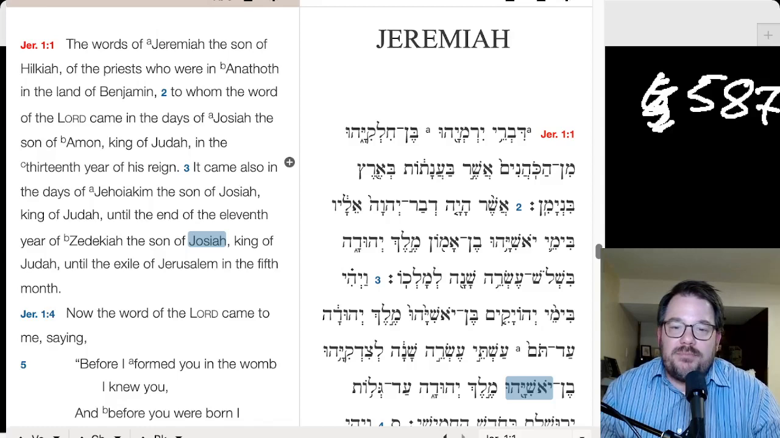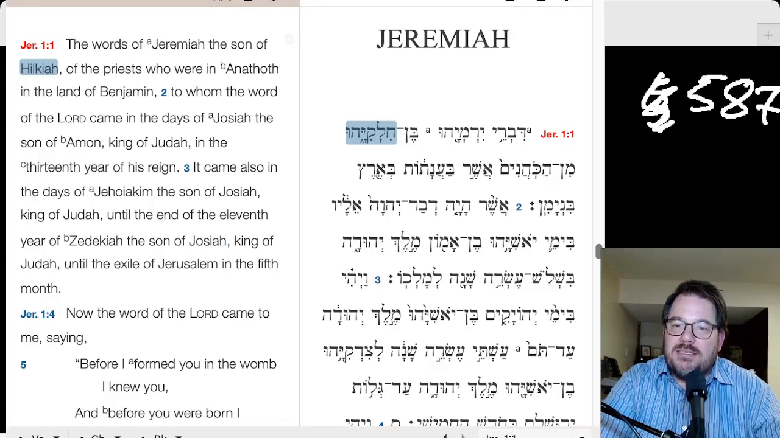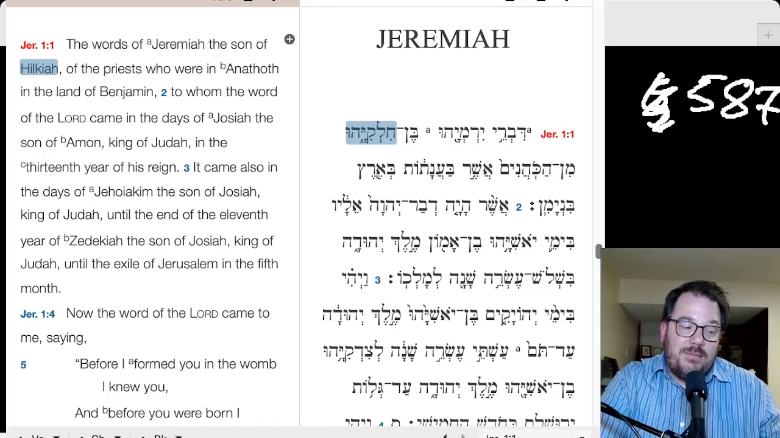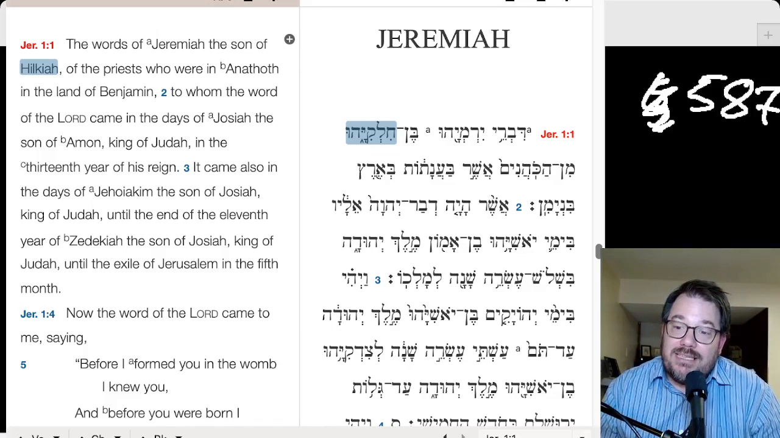I should just mention, this is talking about Hilkiah. This is mentioned here in the text. Hilkiah was the name of the priest who found the book of the law during the cleaning of the temple that we read about in Kings. We reference this in the historical context lecture. Probably this is not the same person.